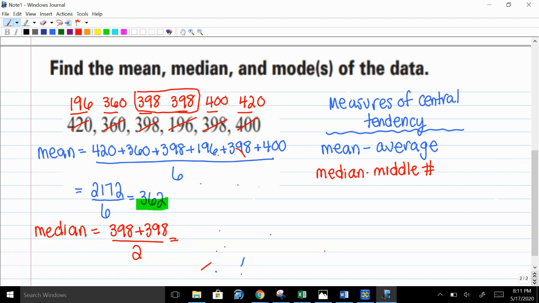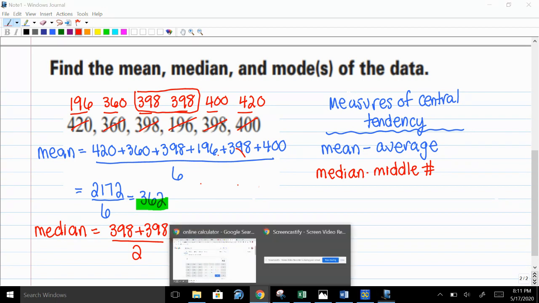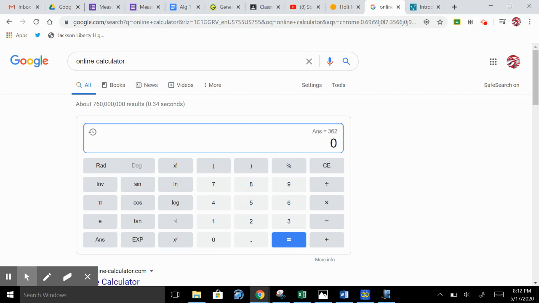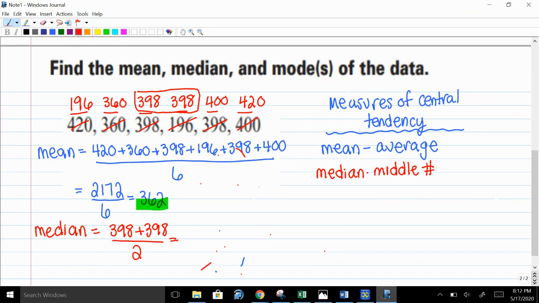That's going to be easy. You really shouldn't need a calculator, because if you add the same number twice and then divide by 2, you're going to get back to the original number. But just for argument's sake, let's look at the calculator. 398 plus 398 equals 796, divided by 2 is 398. So the median here is 398.